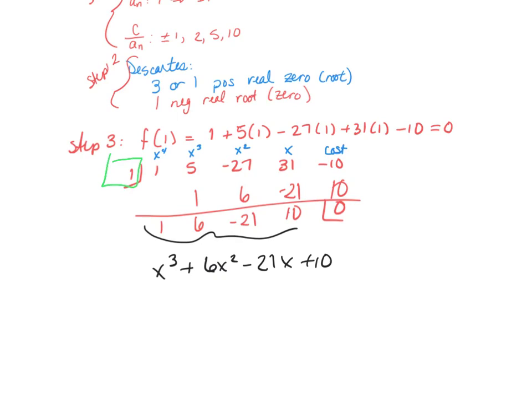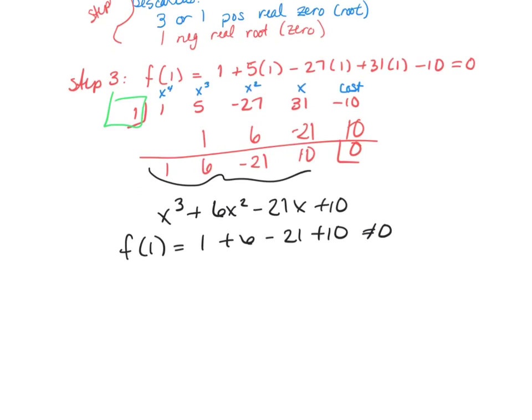So I'm going to try 1 again, because I like 1. 1's pretty cool to start with. So I'm going to try 1 again. So f of 1 is 1 plus 6 minus 21 plus 10. Does that give me 0? Nope. So I know that 1 isn't going to work, so let's try 2.